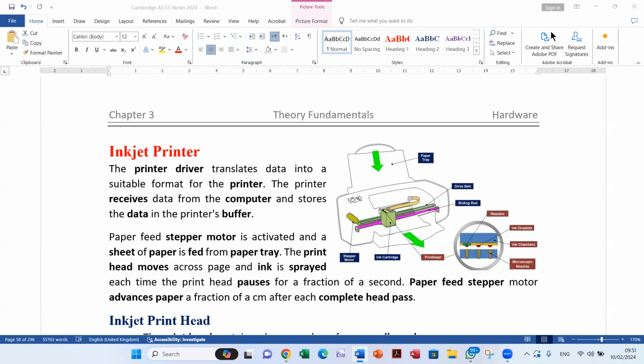AS Computer Science Chapter 3 Hardware Part 2: Output Devices and Embedded Systems. We start with the inkjet printer, which is an example of an output device.